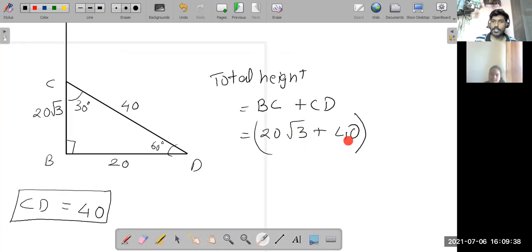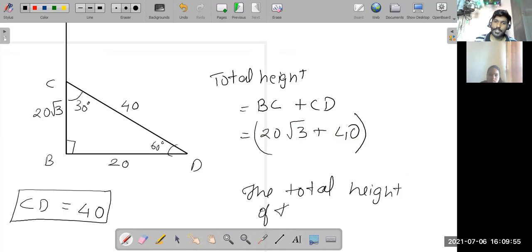Here root 3 is there, here root 3 is not there. So you keep this as it is. And finally, you can say that the total height of the tree is, you can stop like this only, 20 root 3 plus 40 meters.